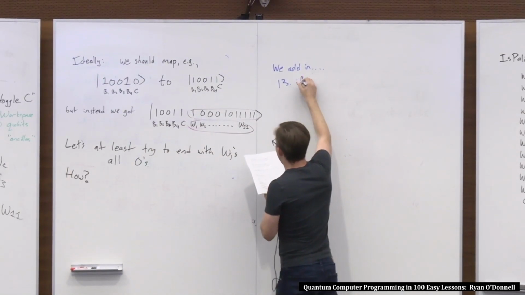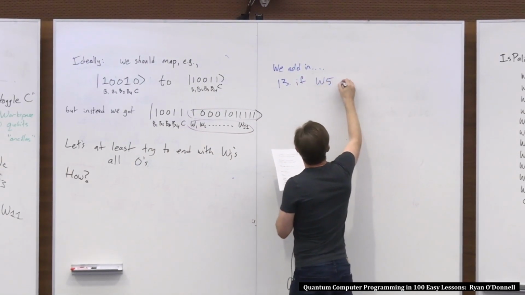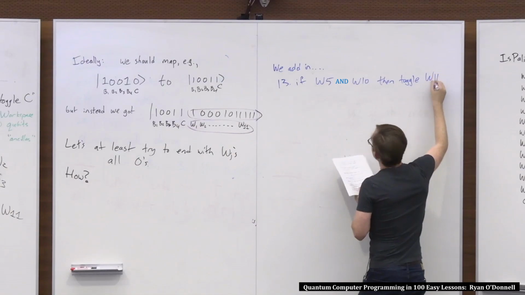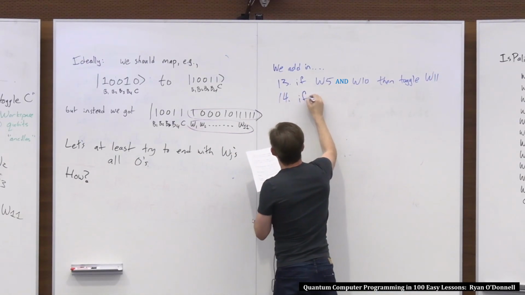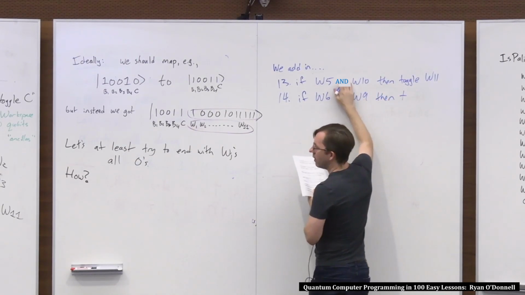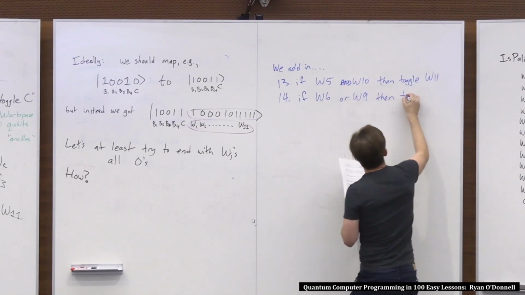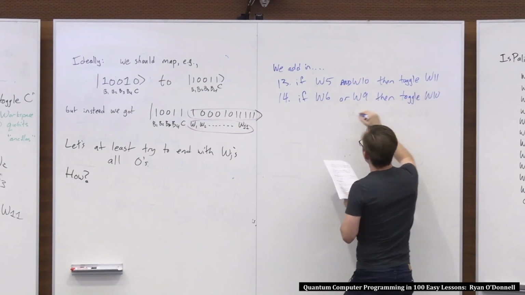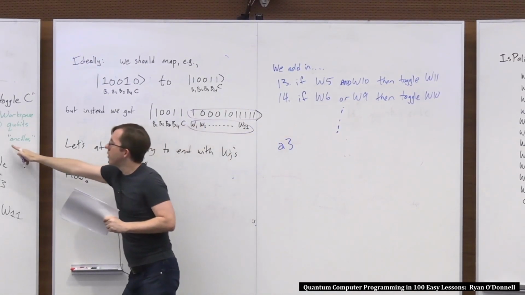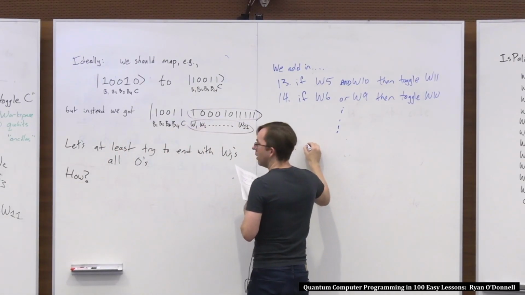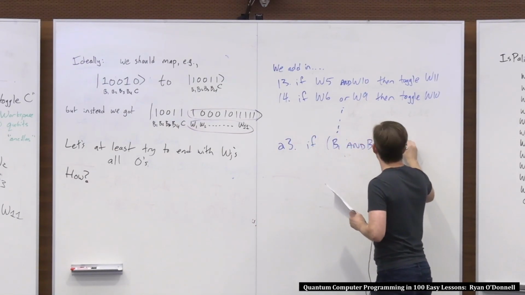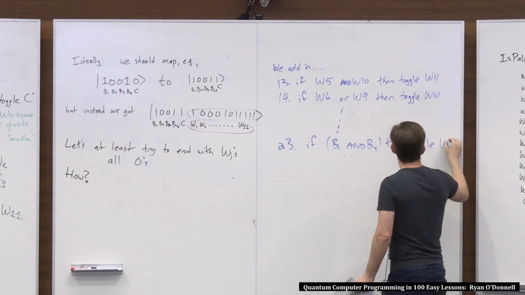So we do: if W5 or W10, then toggle W11. And line 14 is: if W6 or W9, then toggle, maybe this should be AND. Yeah, this comes from the fact that I got that wrong. Toggle W10 and so on. And then the second last one, maybe line 23, is the reverse of this, which is just: if B1 and B4, then toggle W1.